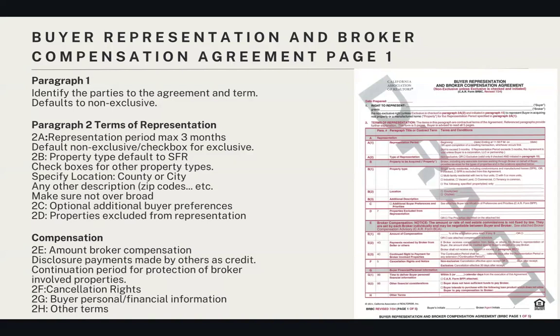Paragraph 2F talks about cancellation rights. Paragraph 2G, buyer personal financial information. We'll talk about that. And then paragraph 2H is other terms. So as we get into the boilerplate, we will talk about 2F and 2G, cancellation rights, and buyer personal and financial information.